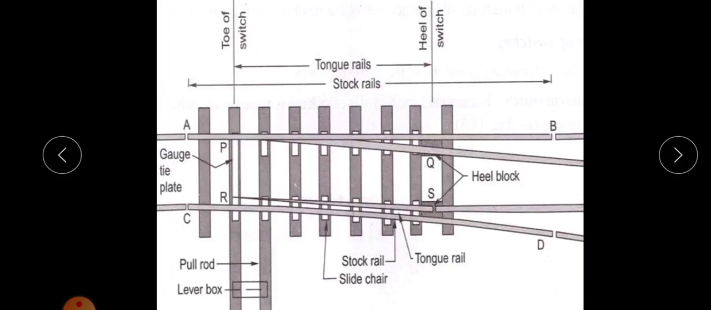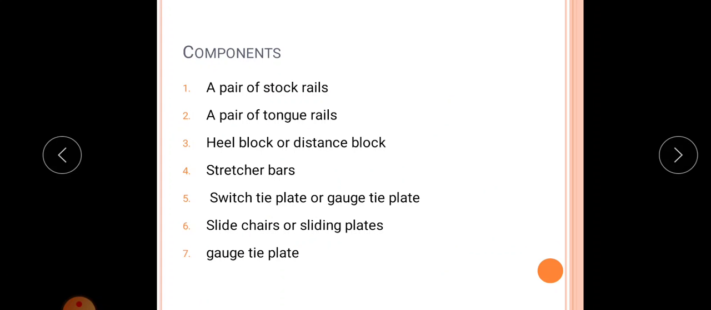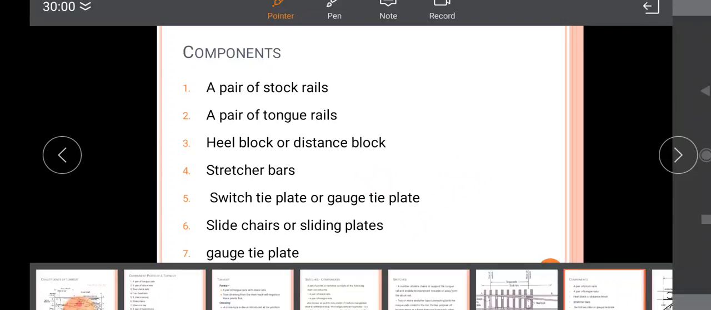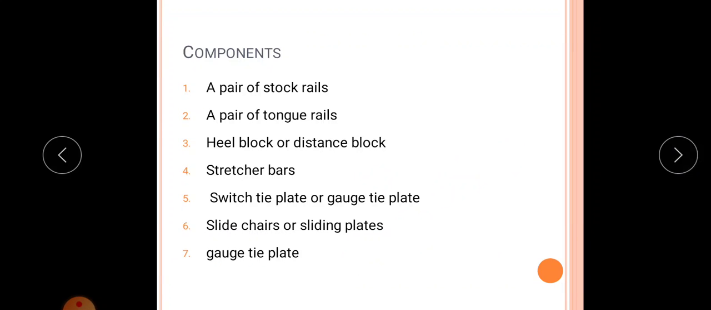So these are the components of switches: pair of stock rails, tongue rail, heel block or distance block, stretcher bar, then switch tie plate or gauge tie plate, then slide chair or sliding plate, then gauge tie plate again. Okay, so these are the main components of switches.